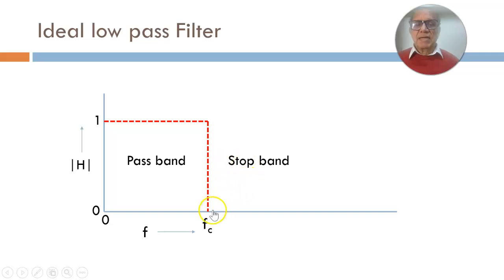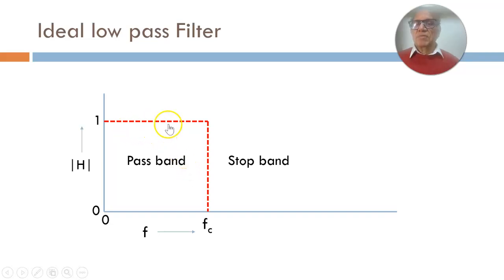Then in the stop band, ideally the gain should be 0, and also the transition from the pass band to the stop band occurs abruptly, that is, you have infinite negative slope here. So that is the ideal low pass filter. You have a perfectly constant gain in the pass band and a perfectly zero gain in the entire stop band. So all frequencies beyond Fc are rejected and all frequencies below Fc are passed, and that is why it is the low pass filter.